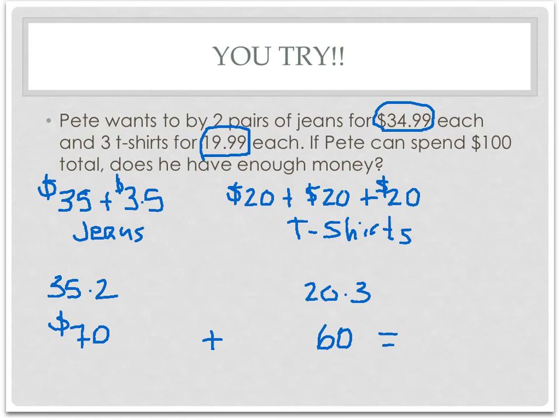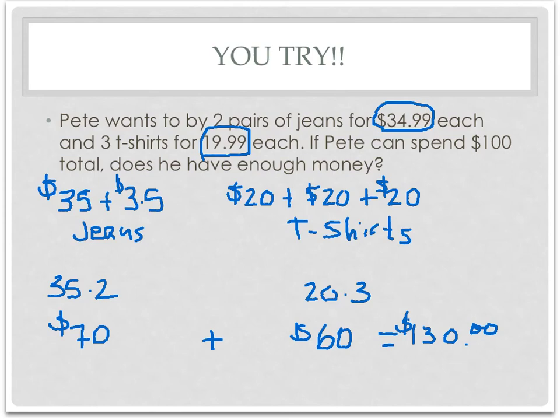So I would add the cost of the jeans to the cost of the t-shirts to see how much total I would need. $70 plus $60 is going to give me $130. So now I need to check and look at my answer. Okay, we came up with $130 of overestimation. I've checked through my work to make sure that I didn't make any errors there, and it all looks good. So $130 is more than $100. So when I estimated, I know that the jeans and the t-shirts cost more than what I have.